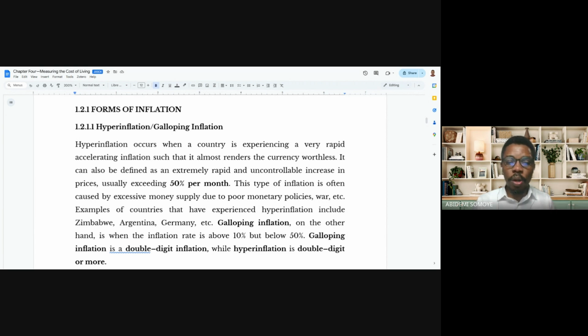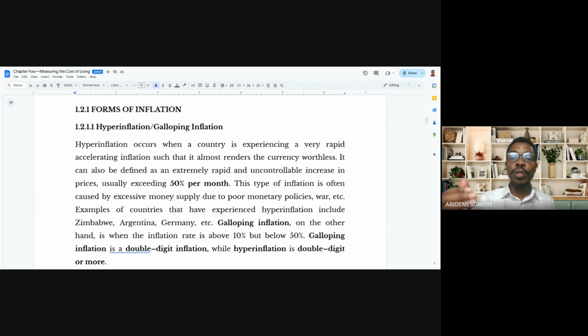All right. So countries are very mindful about excessive money in circulation. Examples of countries that have experienced hyperinflation include Zimbabwe, Argentina, Germany. What then is galloping inflation? Galloping inflation, on the other hand, is when the inflation rate is above 10% but below 50%. So for galloping inflation, it is still a double digit, but it's less than 50%.